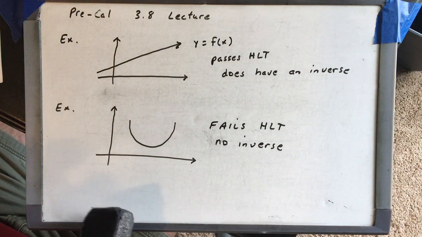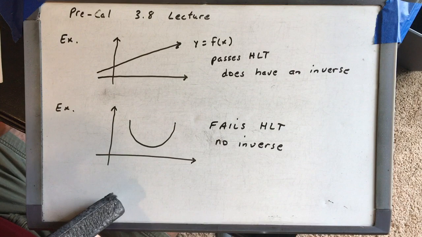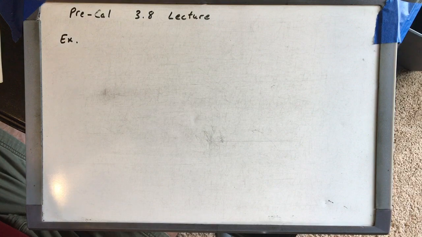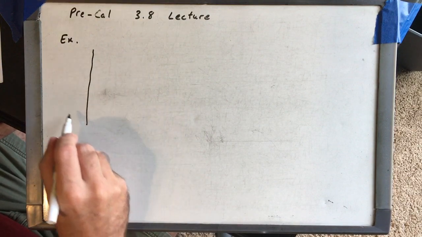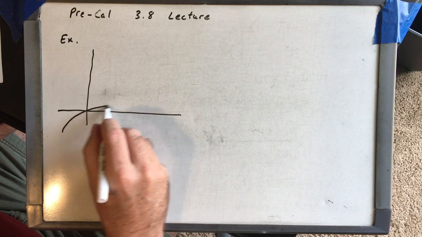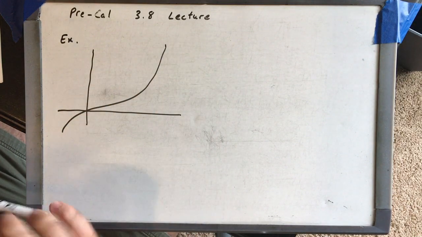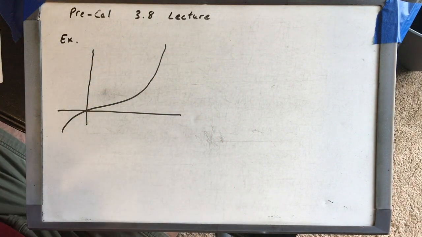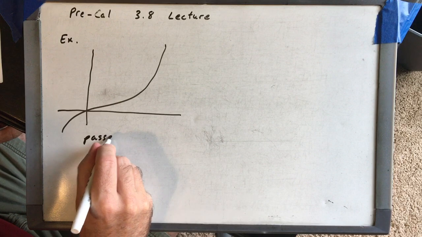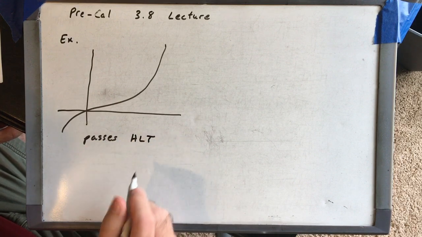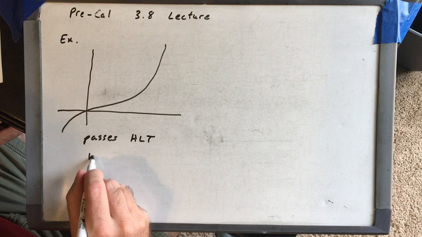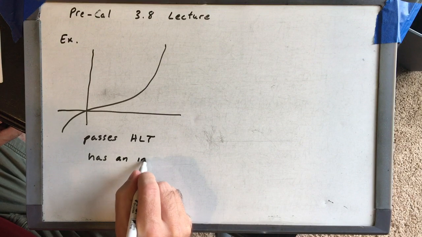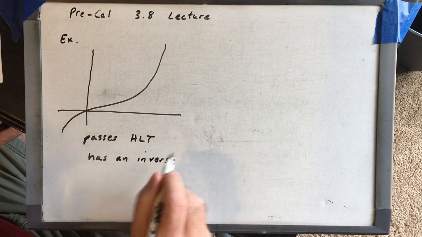All right, and then the last one on the bottom, you're going to do two graphs side by side. Let's say something like that. Something like a cube function. Does that pass? Yeah, it passes. It doesn't pierce in more than one place, so it passes the HLT. So it does have an inverse. I think I just used bad grammar by accident.